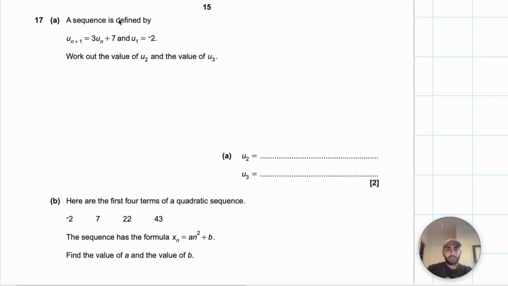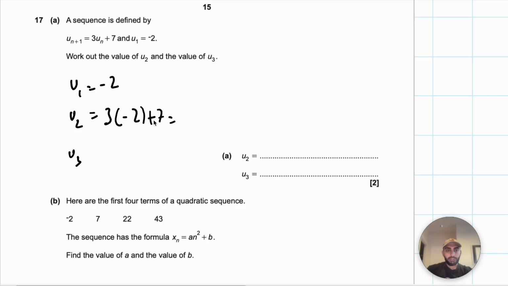Question 17. A sequence is defined by u_(n+1) = 3u_n + 7 and u1 is equal to negative 2. Work out the value of u2 and u3. We know the value of u1 is equal to negative 2. We're going to substitute that value into here, and whatever value we get for that, we'll substitute it in to get u3. So we're doing 3 multiplied by negative 2 plus 7.